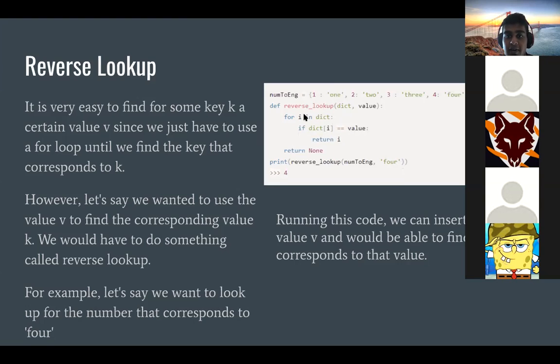So then it'll go back. Then it'll say 2 in dict. So the second pair, if dict[2], or the word "two", equals "four", return i. It doesn't. It keeps on doing this until finally it hits "four", and then it'll return i, the key 4. But let's say we were to remove the value "four" from our dictionary. Then it would return None, because there's no value "four" within our dictionary.